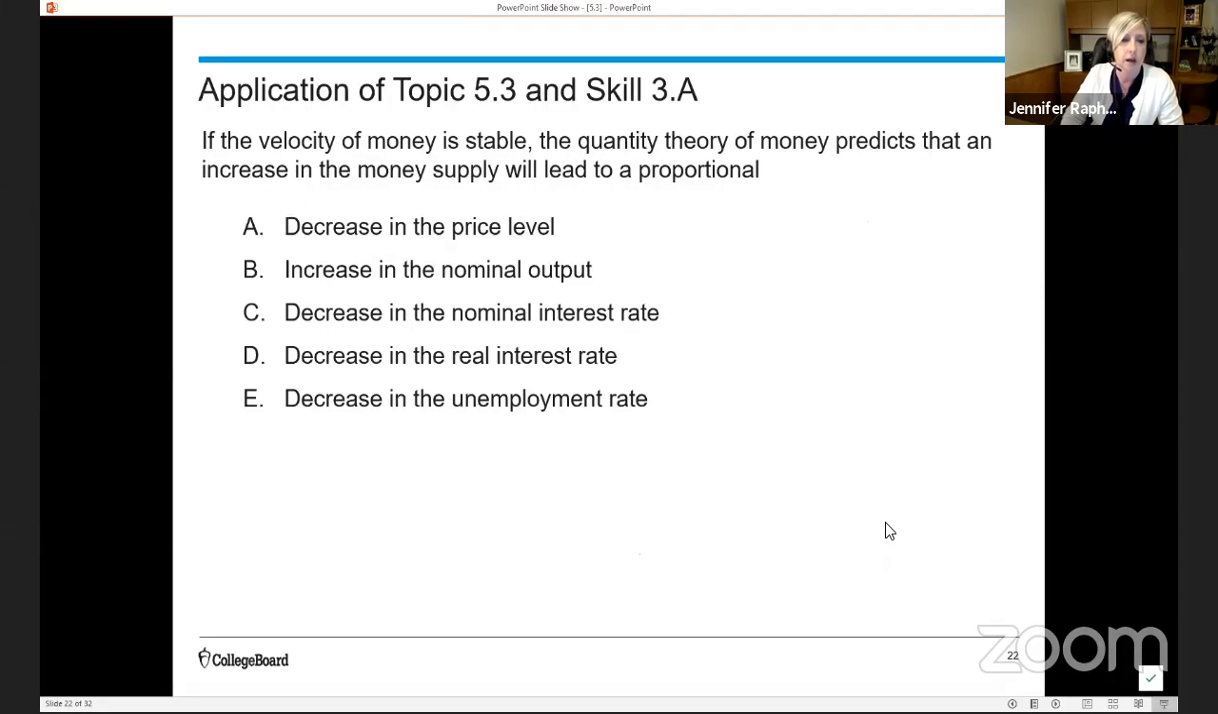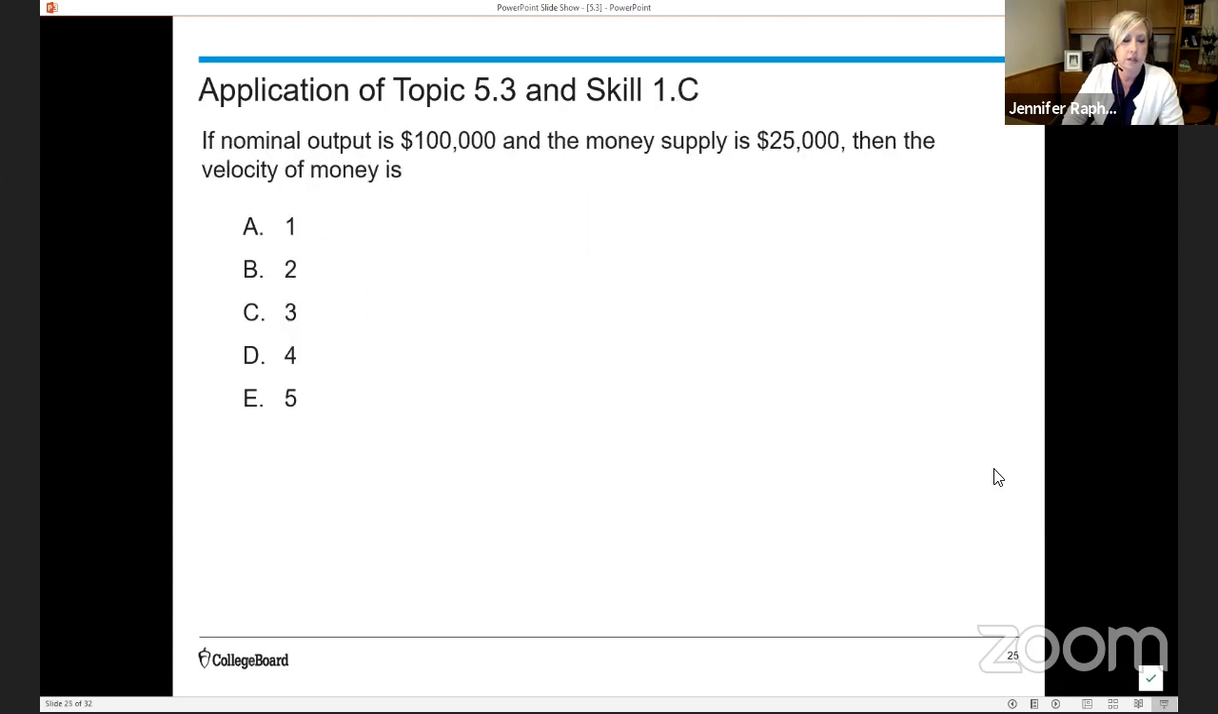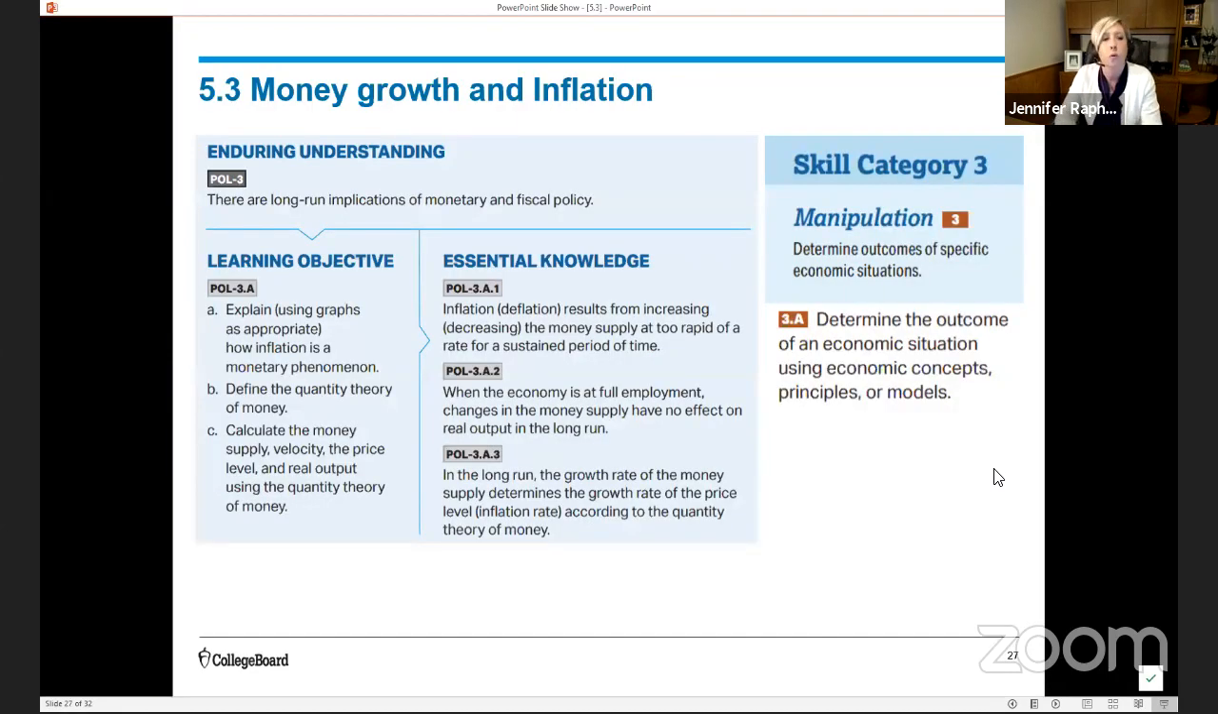Okay, so we did these questions. All right, so Topic 5.3 again is money growth and inflation. And it's in this unit that really takes a look at extending our understanding of monetary and fiscal policy. The enduring understanding, the hope is that you come away from this unit really understanding that in addition to whatever short run considerations we've already learned about, there are important long run implications of both monetary and fiscal policy.